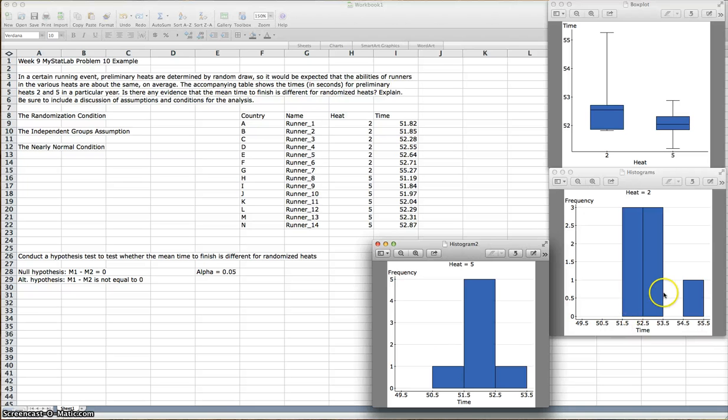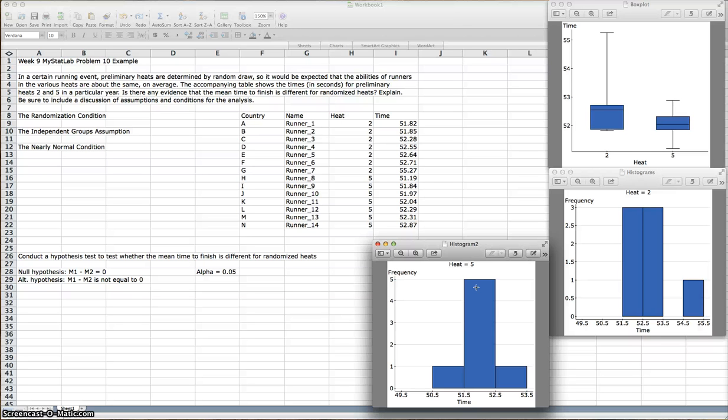So without the outlier, if we took the outlier out of both of these, then they would look pretty much normal and it'd be in pretty good shape there. So without those outliers, we would have to say that neither one of these, the box plot or our histograms, would be severely skewed, so we should be okay. So there are your conditions. They're all met.